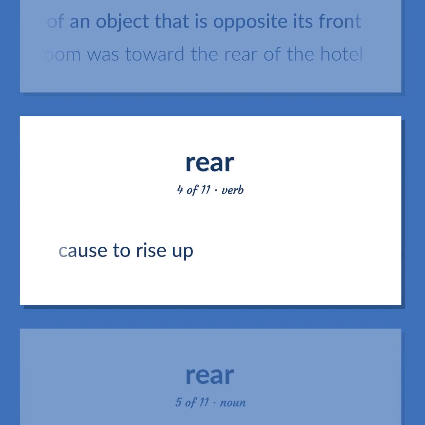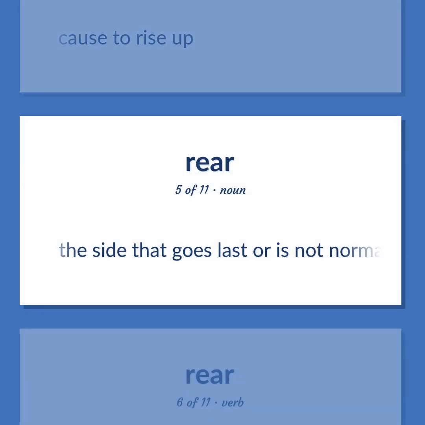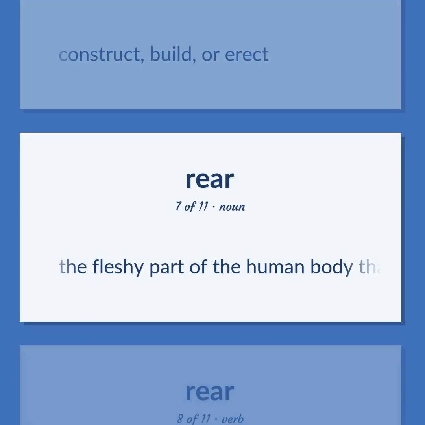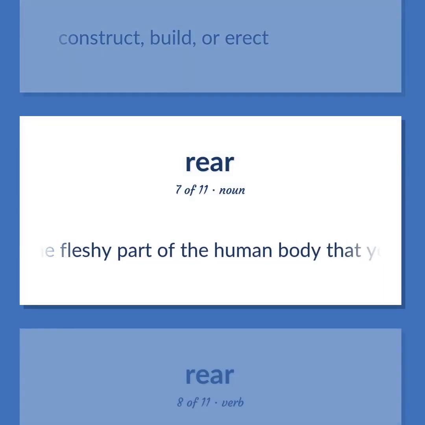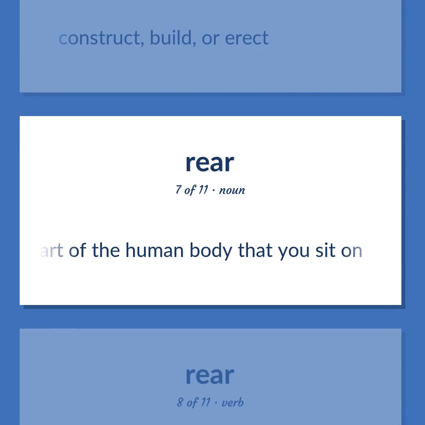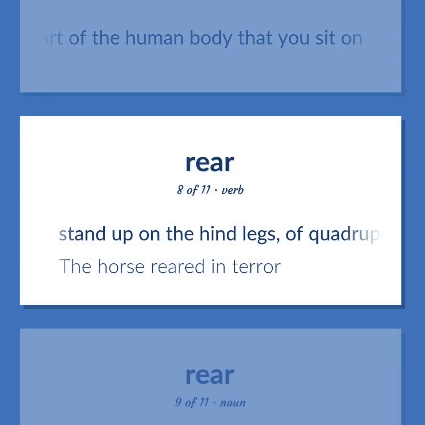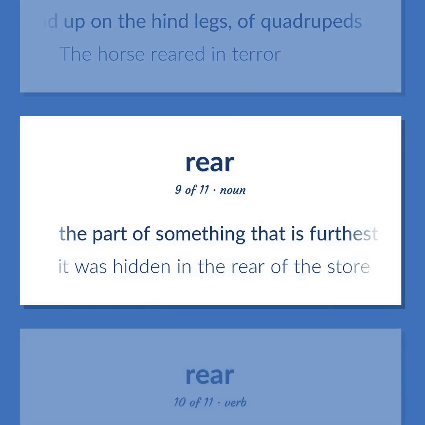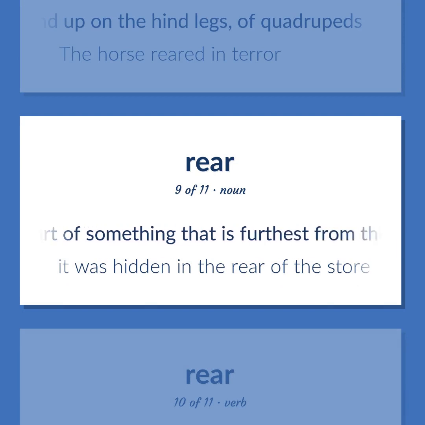Cause to rise up. The side that goes last or is not normally seen. Construct, build, or erect. The fleshy part of the human body that you sit on. Stand up on the hind legs of quadrupeds. The horse reared in terror. The part of something that is furthest from the normal viewer. It was hidden in the rear of the store.